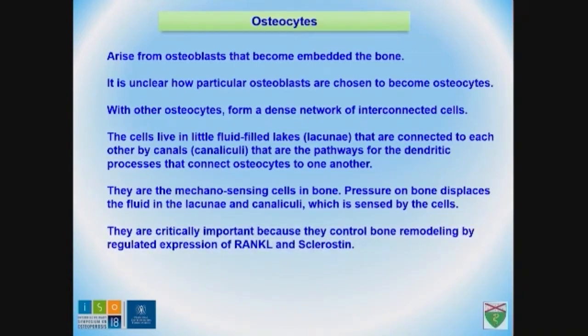And they are critically important because they control the bone remodeling cycle by regulated expression of two cytokines we'll talk about, RANK ligand and sclerostin. And unlike any of the other two cells, they are very long-lived, 10 to 20 years in lifespan. And when they die, they don't get easily replaced.